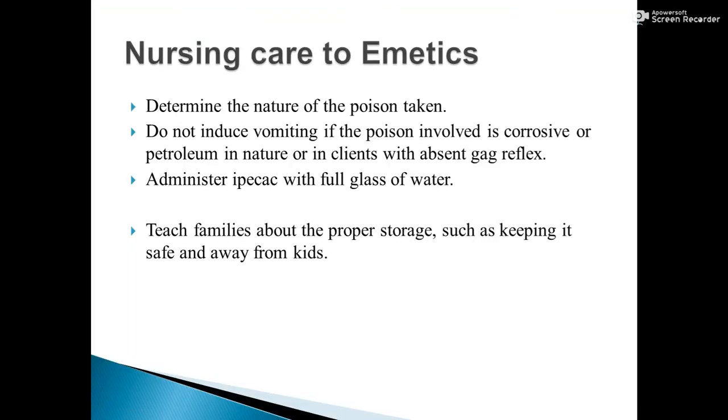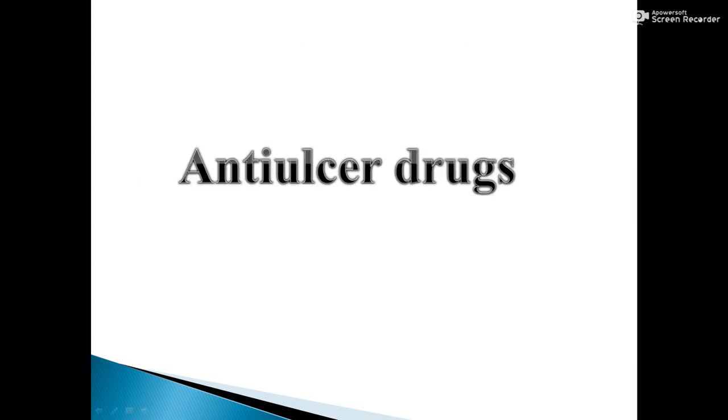Nursing care for emetics: determine the nature of the poison taken. Do not induce vomiting if the poison involved is of corrosive or petroleum nature, or in clients with absent gag reflex. Administer ipecac with a full glass of water, and then teach the families about proper storage, such as keeping it safe and away from kids.